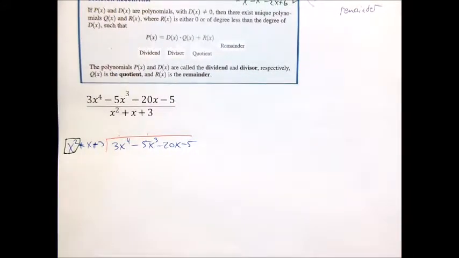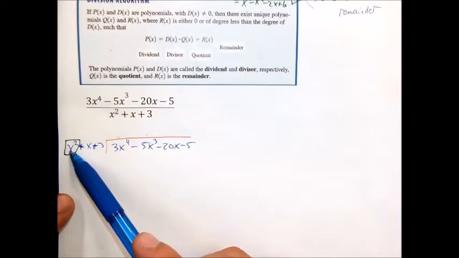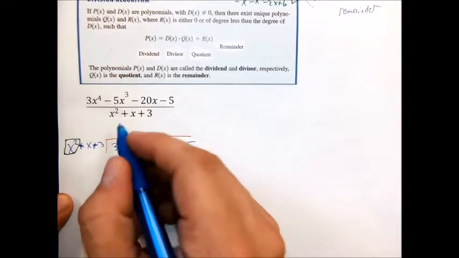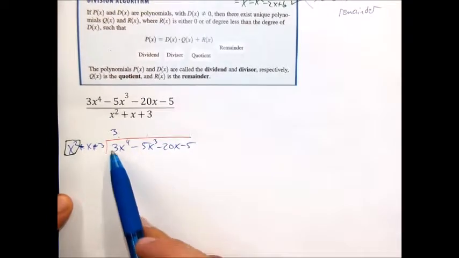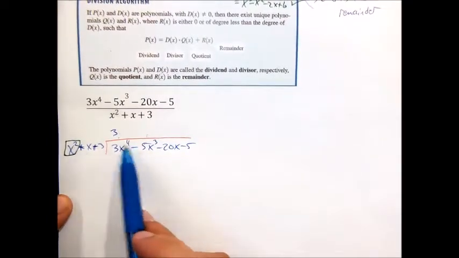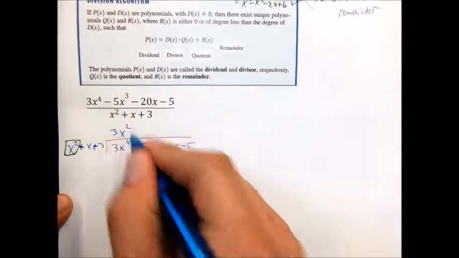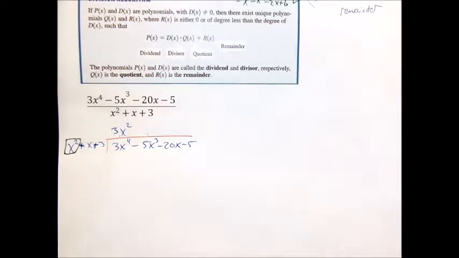And we think, x squared times what gives me 3x to the 4th? Well, I need a 3 at least, right? Because that's going to give me the 3. And then I need 2 more powers, 2 more exponents, and so I'm going to multiply by x squared. So 3x squared goes in that spot.